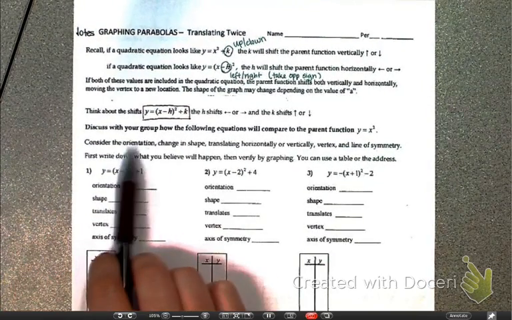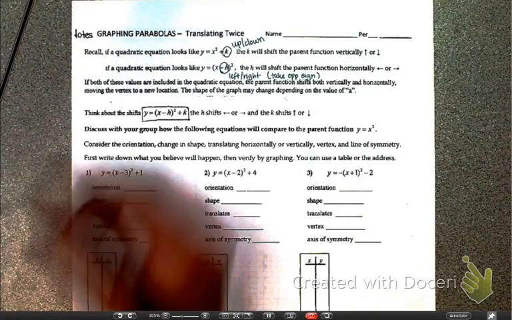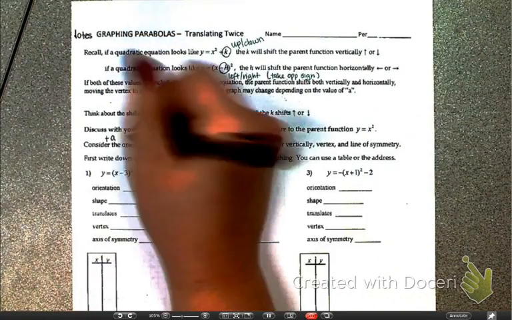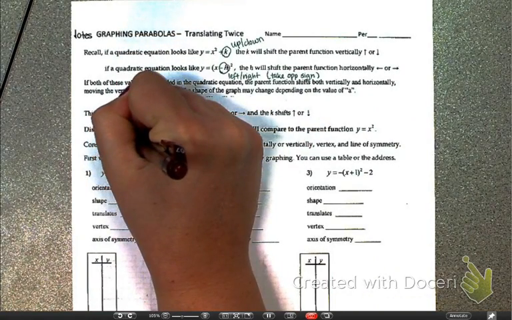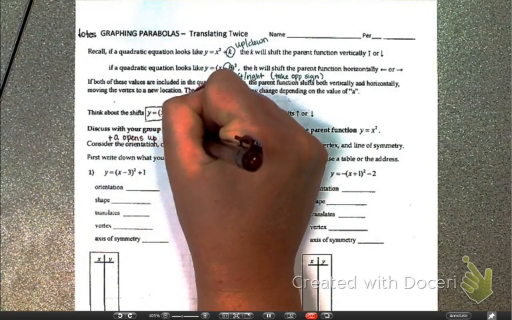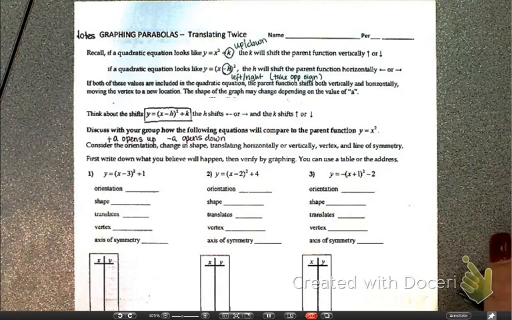What determines the orientation of the graph? The a value. So if a is positive, what happens? It opens up. And if a is negative, it opens down. Again, stuff you still know, right? The a value also determines the shape of the graph, whether it's skinny or wide, or compression or stretch. Either words are fine with me.